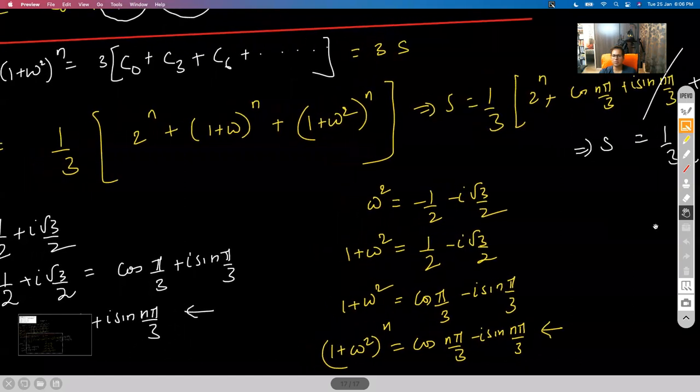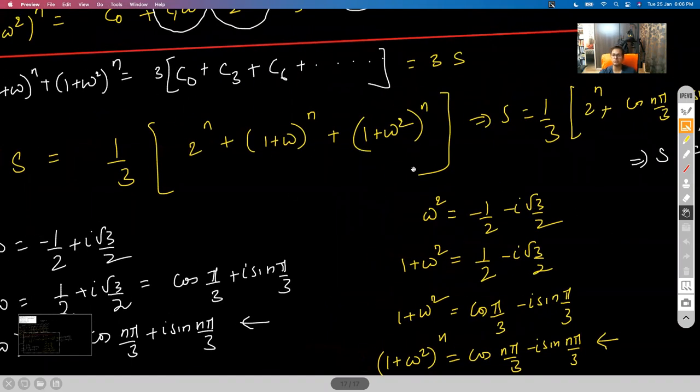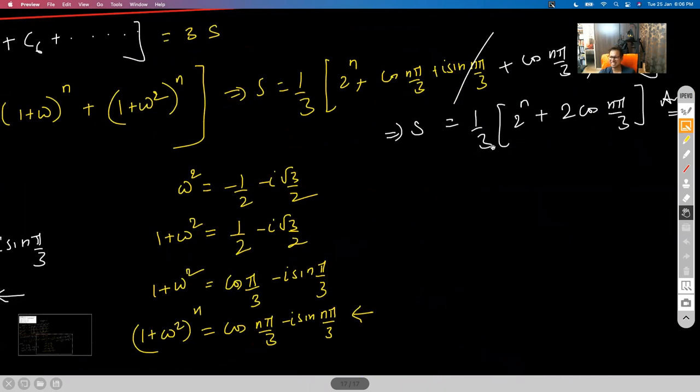Now, if you are a JEE Advanced aspirant, and the question setter gives you this question, he may put both the options in your option list. So be aware of both the versions of the result. Don't be like, okay, I will only know this. In fact, there's nothing to remember. It's all about figuring it out.